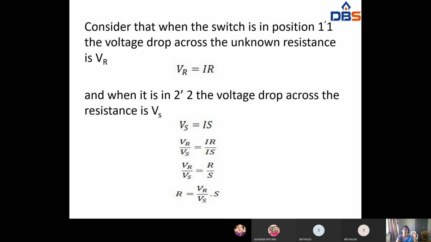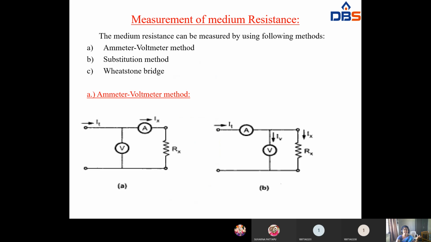The remaining ones are to measure medium resistance and high resistance. Measurement of medium resistance means the resistance between 1 ohm and 100 ohms. The resistance which lies between 1 ohm and 100 ohms is called the medium resistance. The medium resistance can be measured by using the following methods.